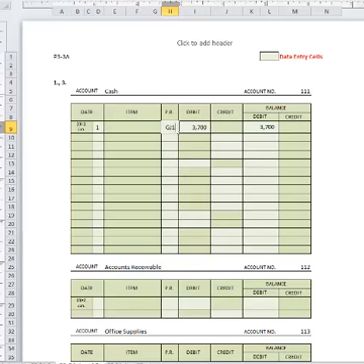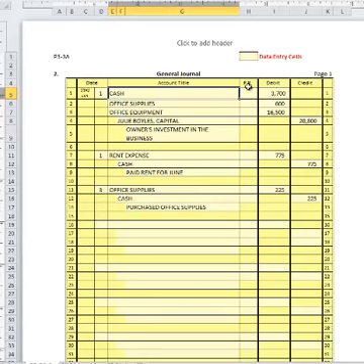Then we'll go back over to the journal, and in the posting reference column in the journal, we're going to enter the account number for cash. This posting reference tells us two things. It tells us that we have posted it over in the ledger, and it also tells us where we posted it to the cash account.